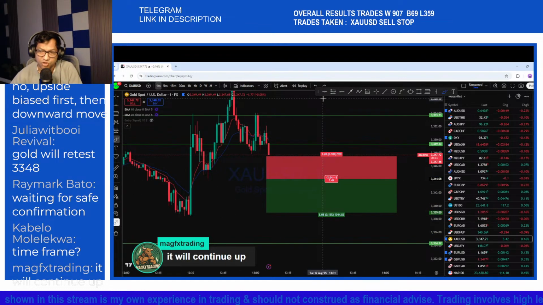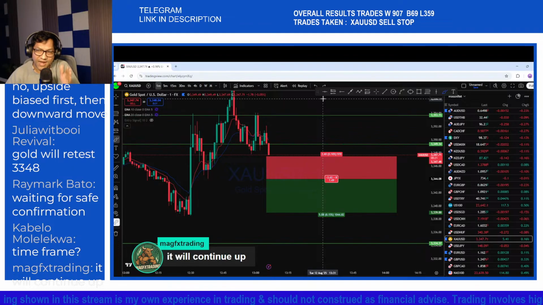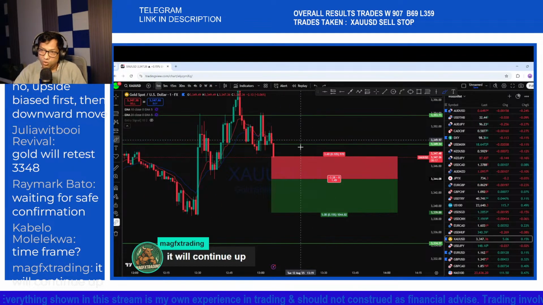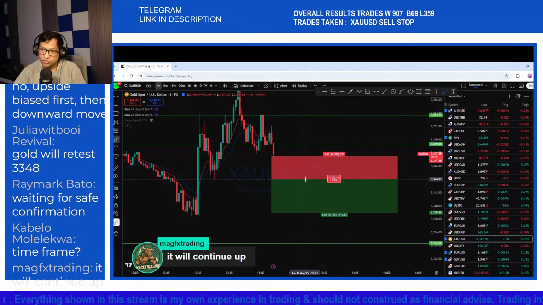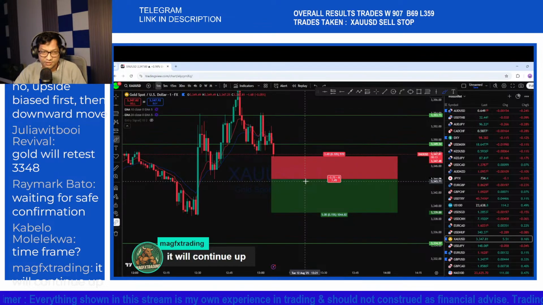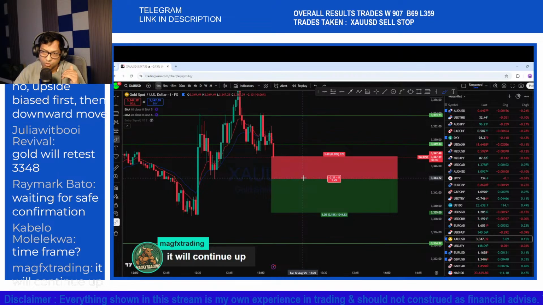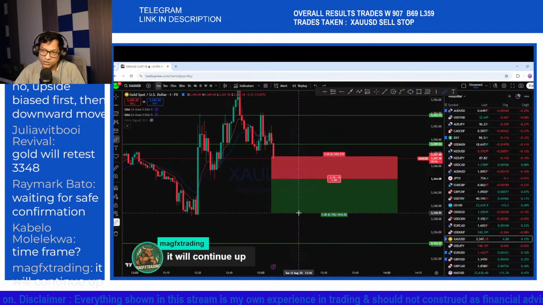You can see it's now trying to penetrate that support. And with this penetration below, expecting to touch that level, test that level, and then to continue to drop to this level. So the price is nearing our entry.